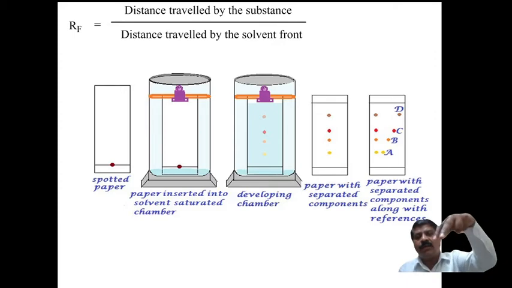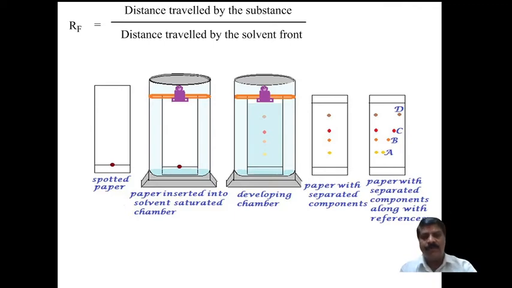That's why it remains straight. Therefore, the paper will be clipped at the top, and the sample spot should be above the liquid. The sample spot should not be touched to the liquid. Then the paper is dipped, and only the paper edge will be dipped.